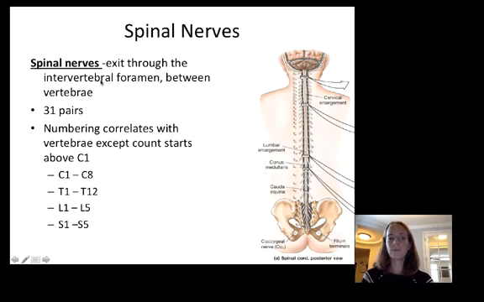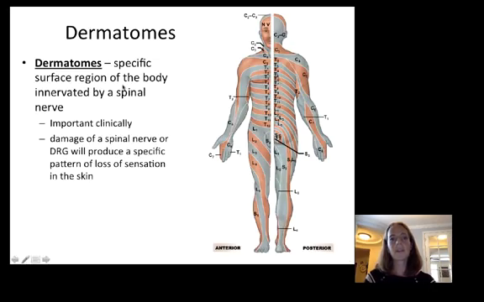Ultimately, the spinal nerves will exit out of the spinal cord through the intervertebral foramen, and there are 31 pairs of those. If you want a review of these, you'll want to return to your anatomy and go back to the sensations lecture. There are dermatomes, or specific regions of the body, that are innervated by specific spinal nerves. So these are important clinically, and damage to a particular spinal nerve or a dorsal root ganglion in a particular region of the spinal cord will produce a specific pattern of loss because of this mapping that's maintained throughout the spinal cord.